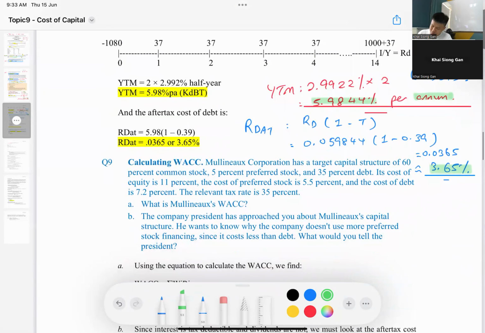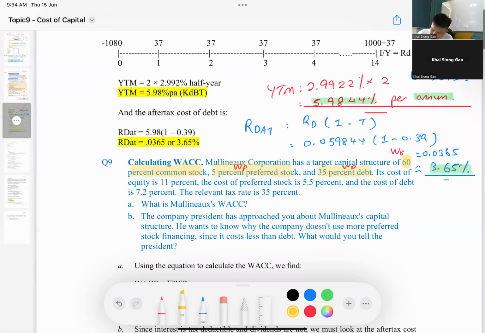Okay, next question. Next Corporation has a target capital structure of 60% common stock, 5% preferred stock, and 35% debt. So these are the weightage. That means this is the weightage for common stock, weightage of preferred stock, and weightage of debt.